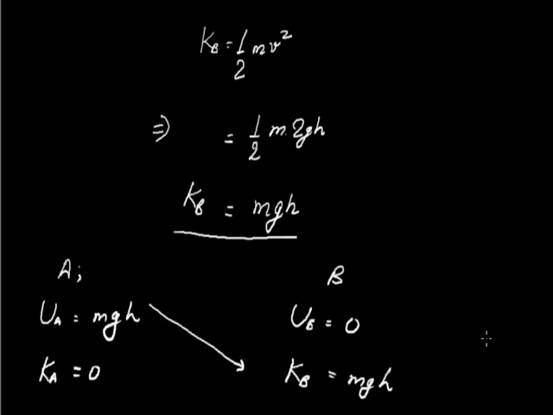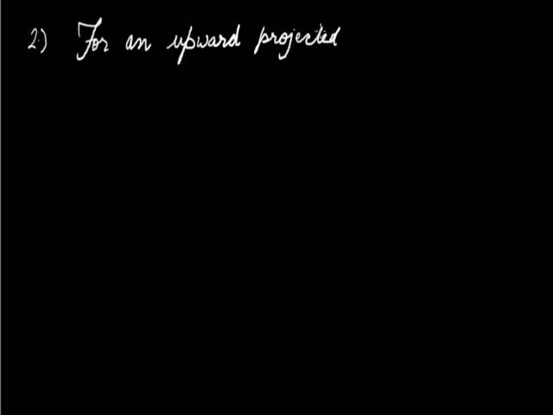Now, let's discuss another case, the second case, for an upward projected body. We have the body with some initial velocity, so it will reach a height and come back under the effect of gravity. This is the case where we again talk about a height. An object is thrown up with the initial velocity, say u. It reaches a certain maximum displacement, and then it comes back.